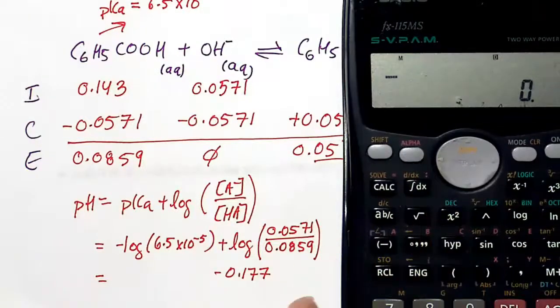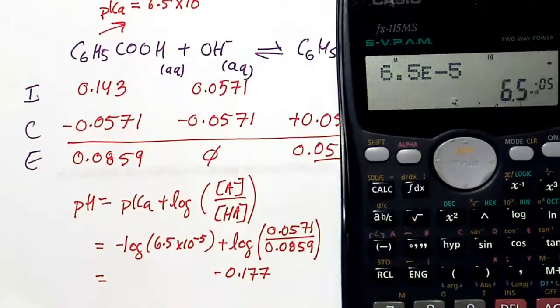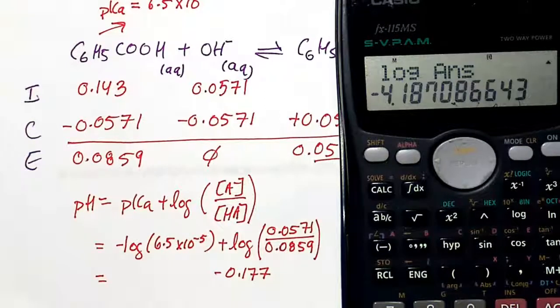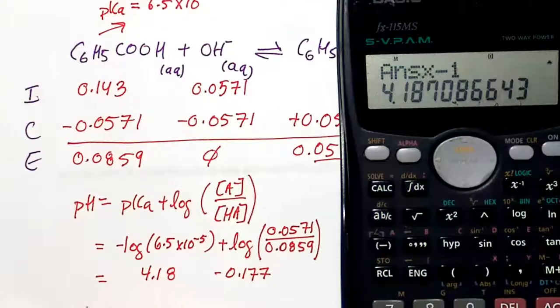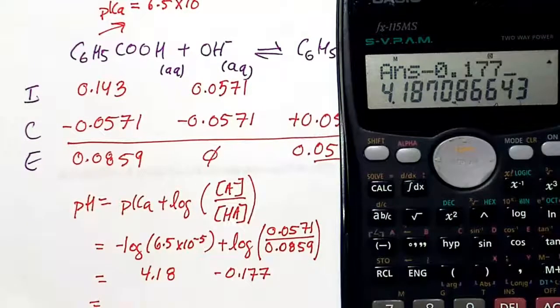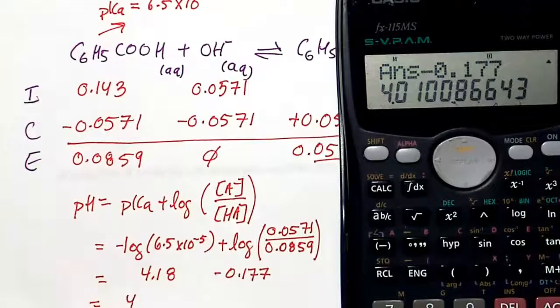Minus the log of 6.5 times 10 to the minus 5. So 6.5 times 10 to the minus 5, log that, and minus that, so get rid of that minus sign. 4.18. So 4.18, be careful of your signage here. 4.18 minus 0.177 is going to be 4.01.